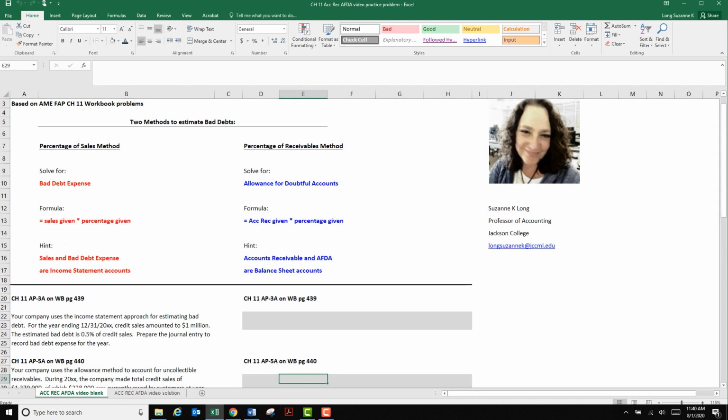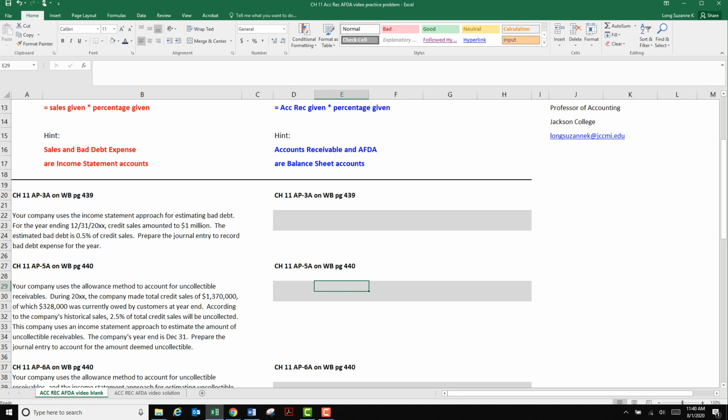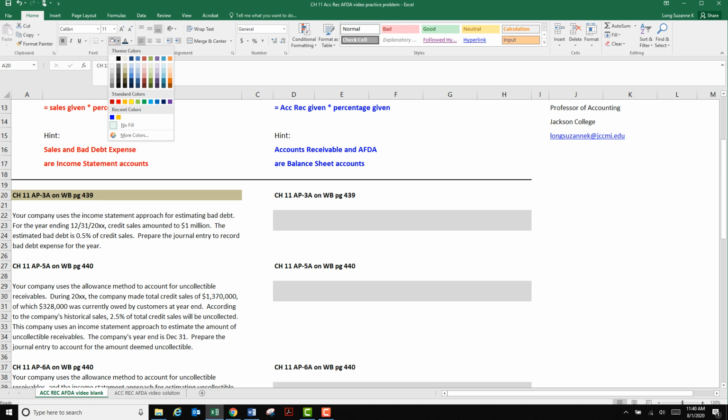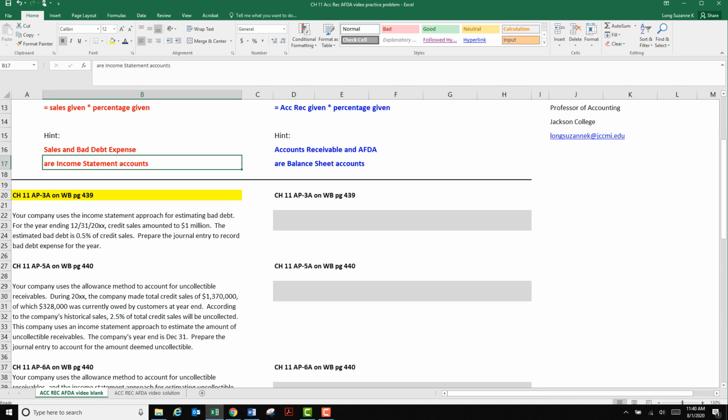I'm going to blow this up a little bit, and we're going to be looking at this one right here. Maybe I should highlight it or something. We're going to be doing that one. Your company uses the income statement approach. Income statement approach, that's this. Blah, blah, blah. Sales are 1 million, and the estimated percentage is 0.5%. So we might need to have a discussion about how to use a percentage. Prepare the journal entry to record bad debt expense for the year.